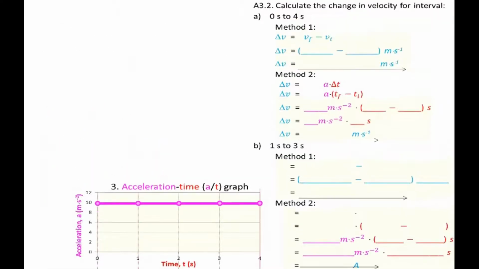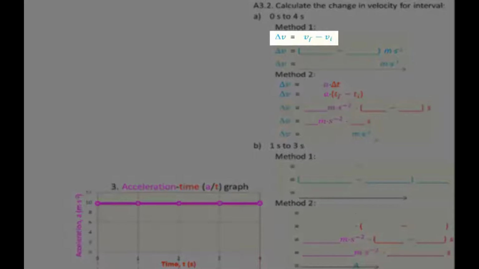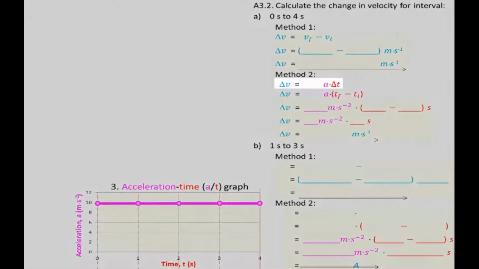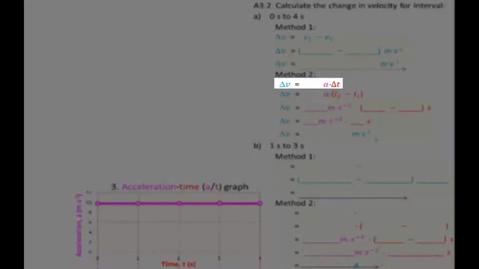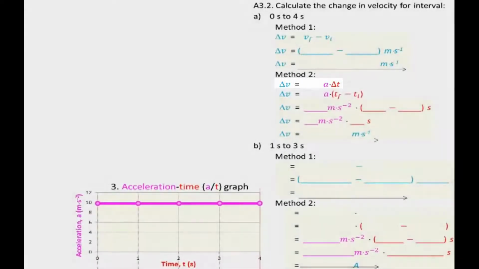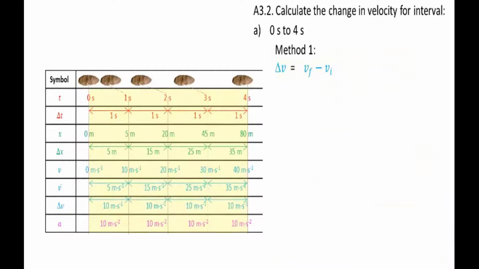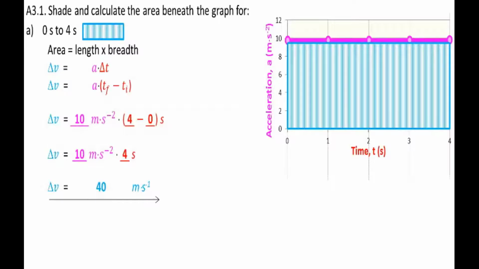Now let's calculate the change in velocity for these two intervals, but using the equations of motion. There are two equations we can use. One is the simple meaning of change of velocity, v final minus v initial, and the other is the calculation delta v is equal to acceleration multiplied by a period of time. For the first interval, 0 to 4 seconds, final velocity 40 meters per second, initial velocity 0 meters per second, 40 minus 0, 40 meters per second change. That's the same as what we found for the area underneath this graph.